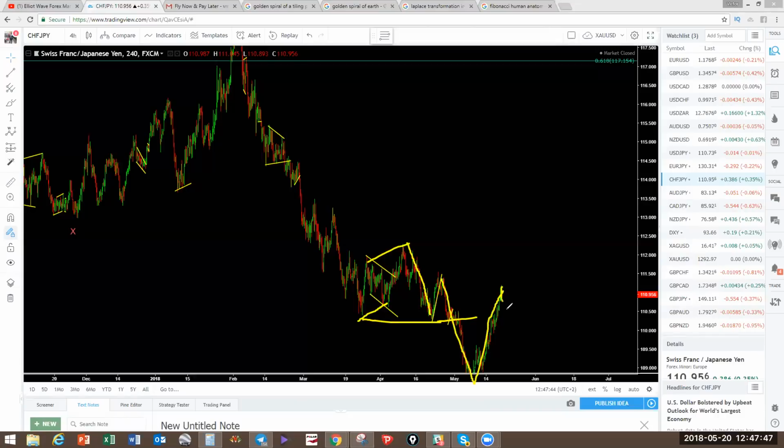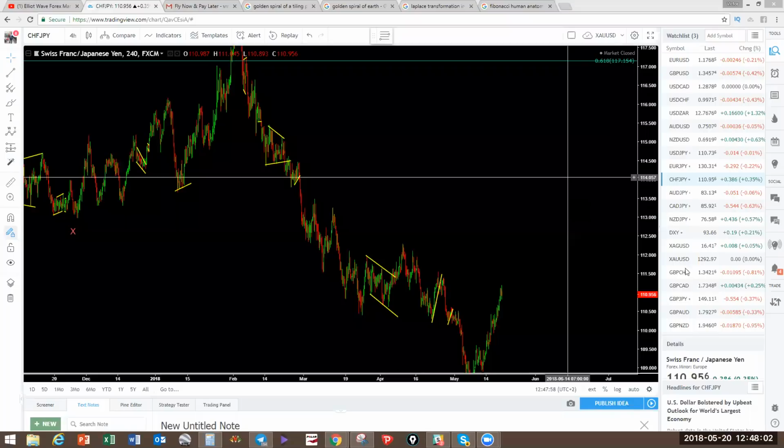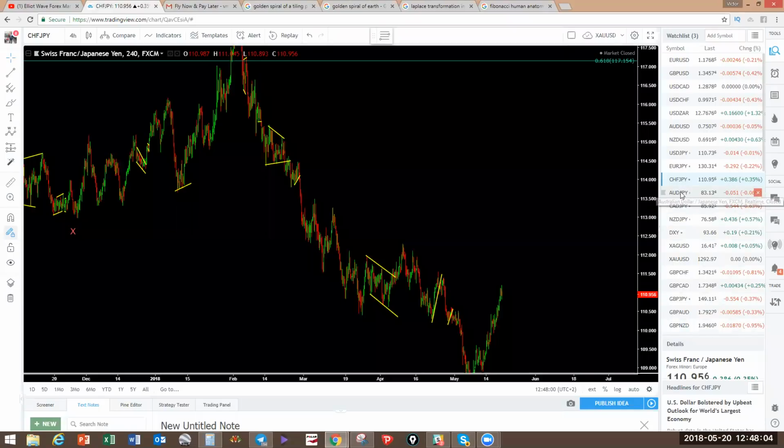So while EURJPY is making this move, this one may be making this correction. All right, so wait for that corrective structure here. After that, you'll get a move to the upside. Okay, so that's CHF and Euro.